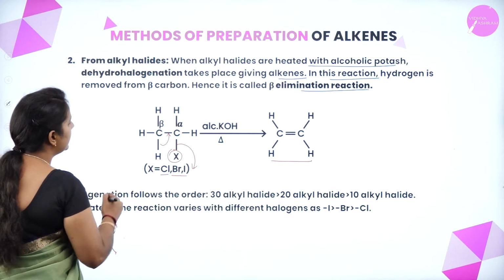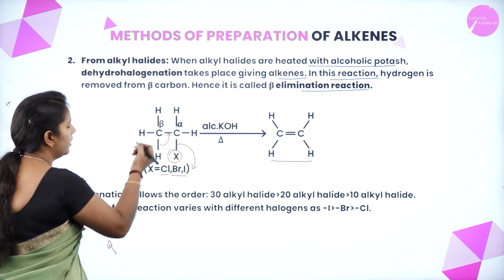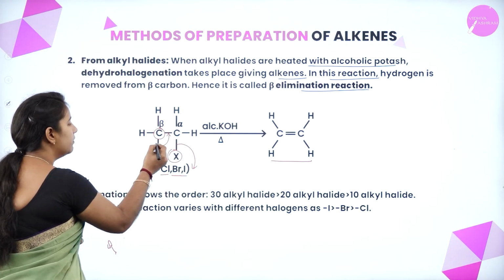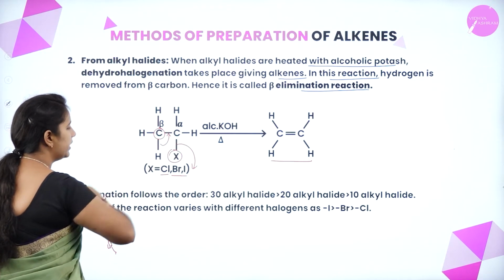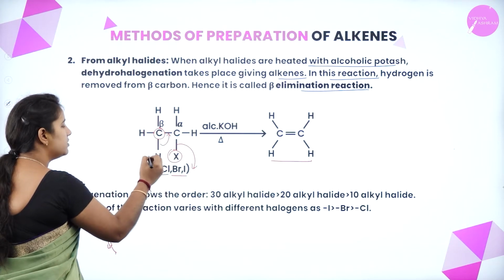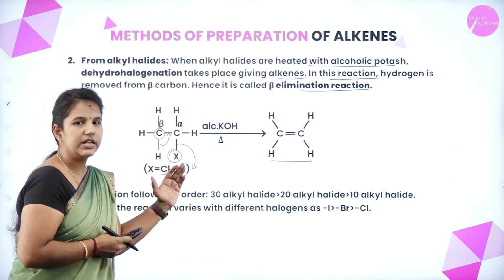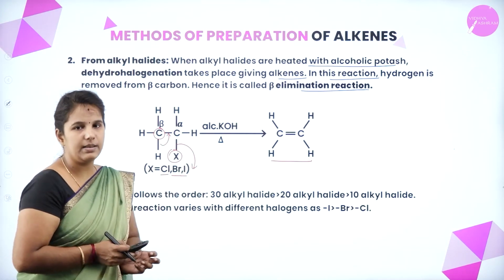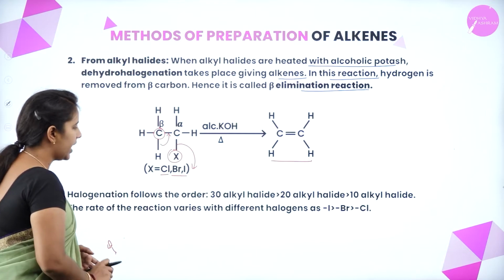How does? We know that this is an alpha carbon atom and this is a beta carbon atom. In the beta carbon atom, we are removing one hydrogen atom to form a double bond between the carbon-carbon atoms. Because this hydrogen atom is eliminated from the beta carbon atom, it is said to be a beta elimination reaction. So, hope you all understood this reaction.